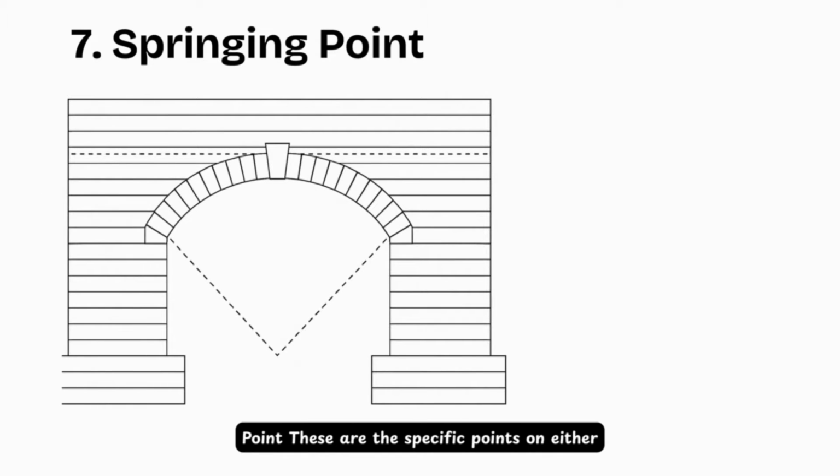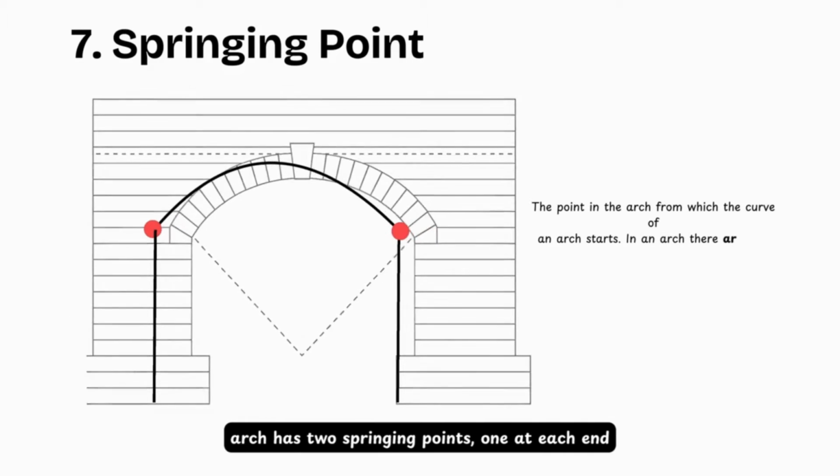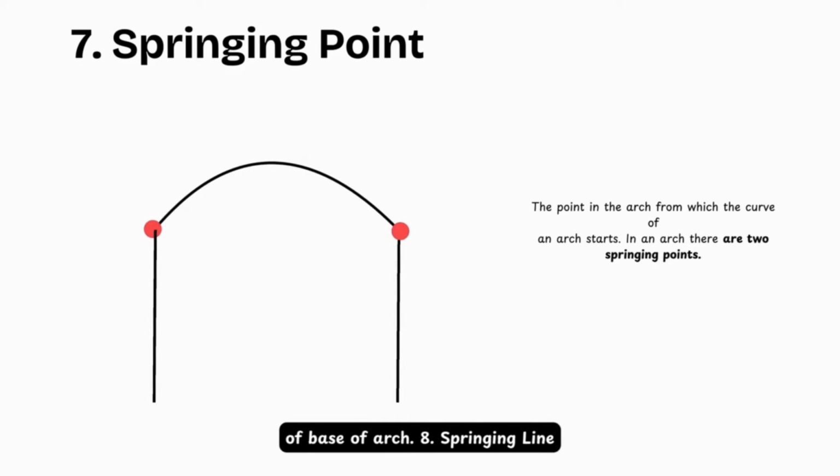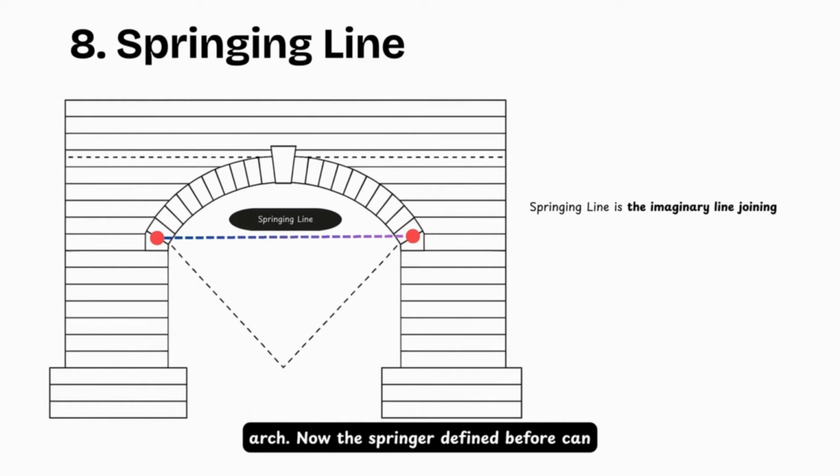7. Springing points. These are the specific points on either side of an arch where the curve begins. Every arch has 2 springing points, one at each end of the base of the arch. 8. Springing line. This is an imaginary horizontal line that connects the 2 springing points of the arch.